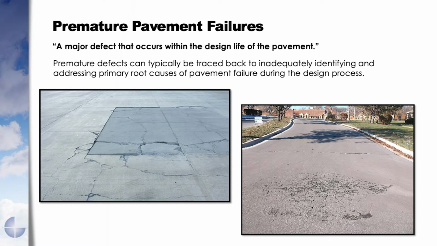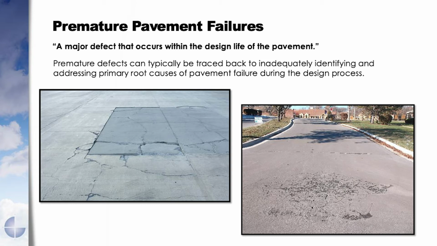Starting with what a premature pavement failure is, it's any failure of a pavement that occurs before our design life. If you look at the pavement on the left here, it's a concrete pavement, and we expect concrete pavements to last 20 plus years, but as you can see, this 5-year-old concrete pavement has already failed, and it's already actually been patched, and the patch is failing. So definitely a premature failure.